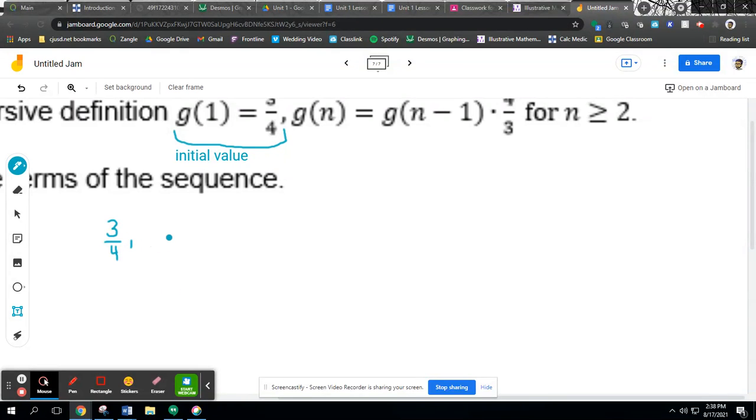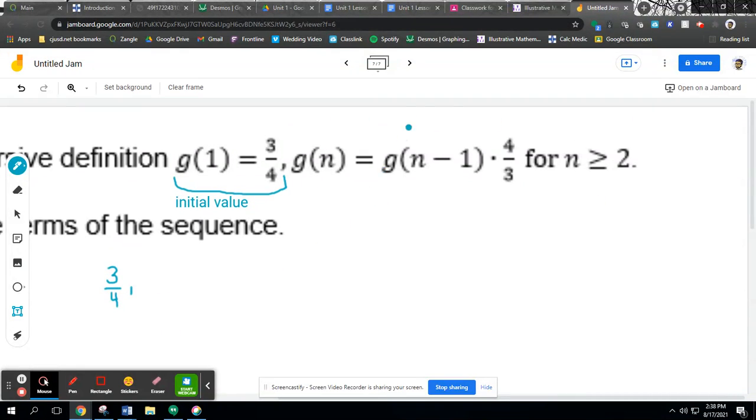All right, then we're going to have another term, and we got to figure out how to get to it. The next part of our definition is g of n here. That's standing for the next term. It's basically saying to get to this next term, it's going to be equal to, well, g of n minus 1 right here. G of n minus 1 is standing for our previous term. It's not equal to the previous term. I'm going to abbreviate this as PRV term. It's not equal to the previous term just by itself. It's equal to the previous term times 4/3.